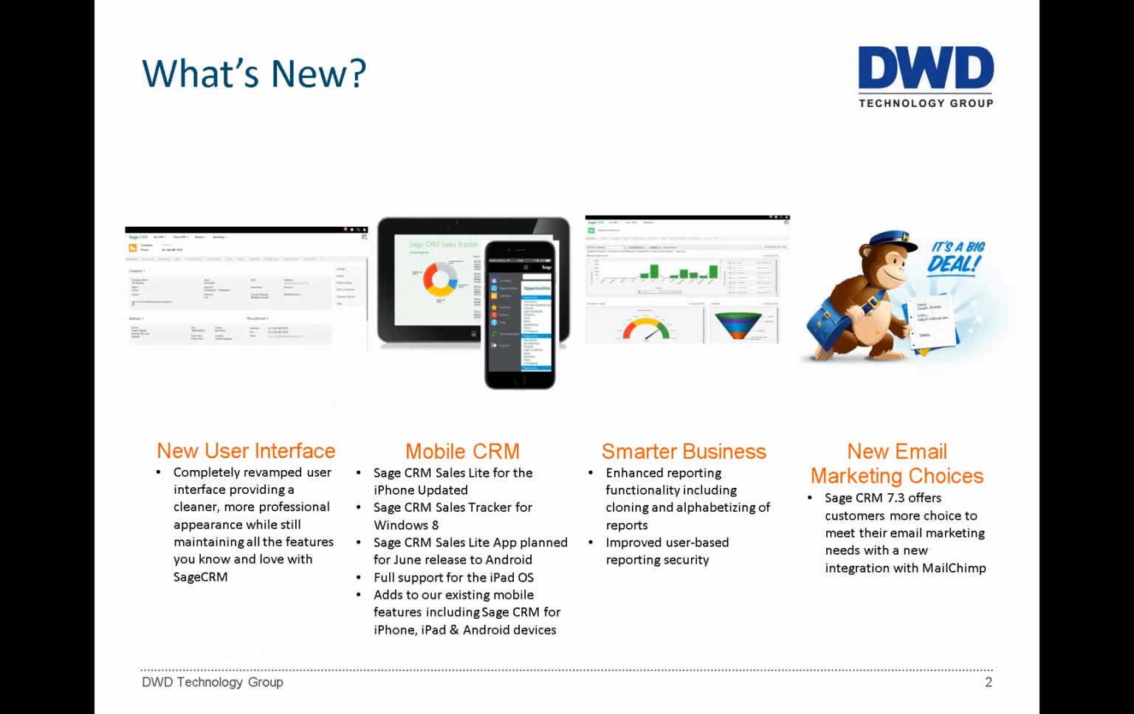You have an app in the Apple App Store. It's called Sales Lite. They have one in the Windows Store, Sales Tracker. They have one coming for the Android Store anytime now. It was spring of this year. I'm hearing the end of May at this point, which would be much like the Sales Lite for the iPhone as an app. But like I said, you can natively access Sage CRM through the mobile device and see information and even enter a prospect or an appointment or whatever you need through your mobile device.